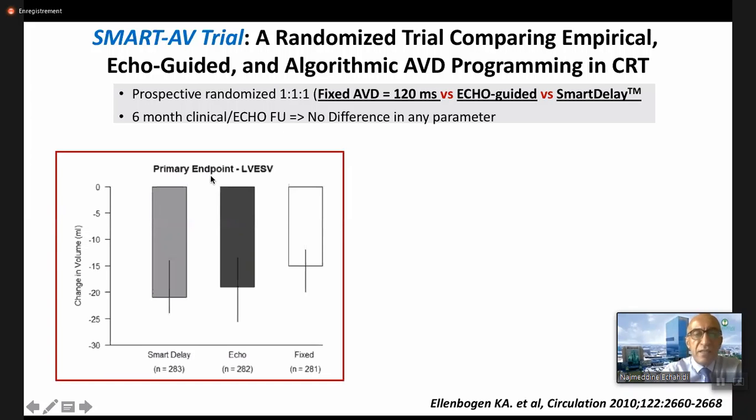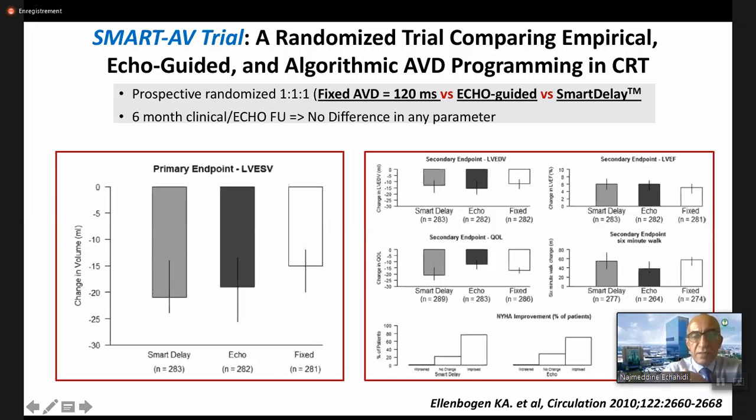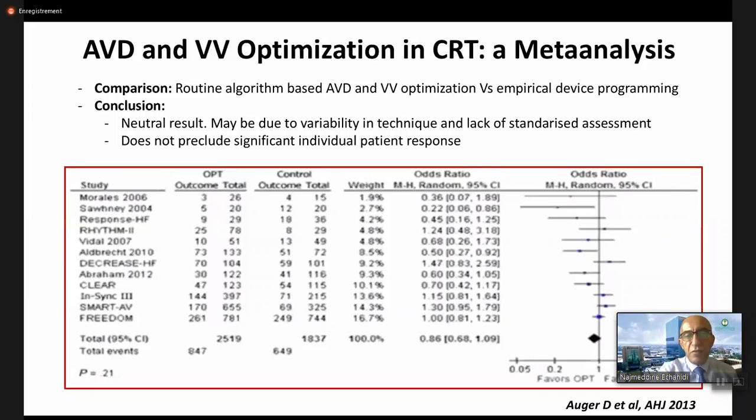And what they found is that there is no difference at all. It means this study should not be considered a negative study. At least it's telling us that when it's done by the SmartDelay, automatically by the device, it's not inferior to the echo. So we have to trust these algorithms, and in our patients who are not responders, if we don't have time to do it by echo, just open the algorithm. The algorithm will do everything for you.